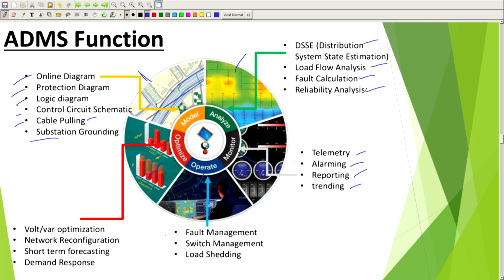So, apart from this, fault management, switching management, and load shedding are the key operation principles of the ADMS. And what do you optimize? The volt var optimization, network reconfiguration, short term forecasting, and demand response. We will discuss these aspects as well.